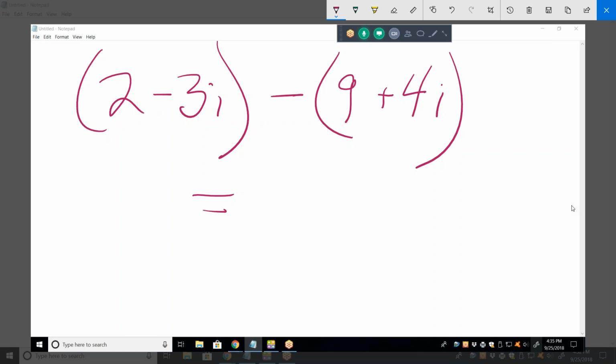FOIL. Nope, we're not multiplying. FOIL is for multiplying. When you're adding or subtracting, it's just a piece of cake. You subtract those two terms and you subtract those two terms.